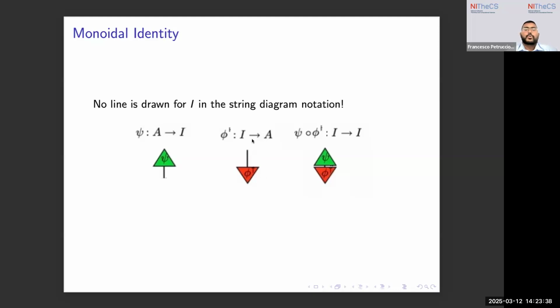What happens when you compose an effect with a state, so a map A to I composed with a map from I to A? We simply get a map from I to I, and this is what we take as our scalars. So usually we write scalars as simply one scalar inside a diamond box.